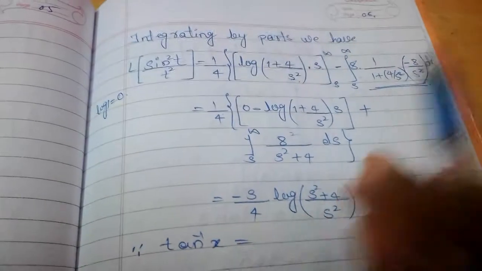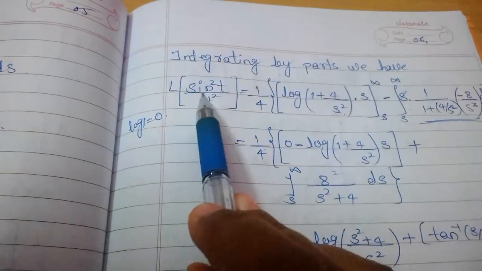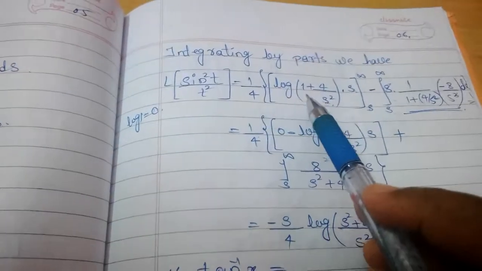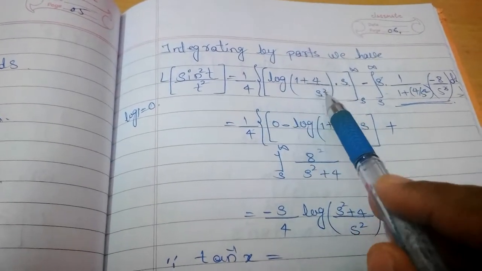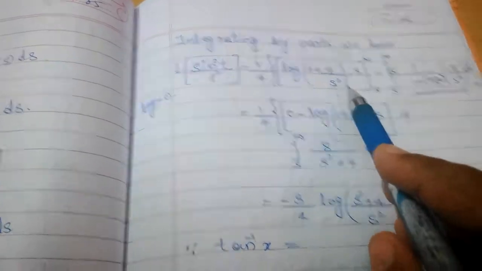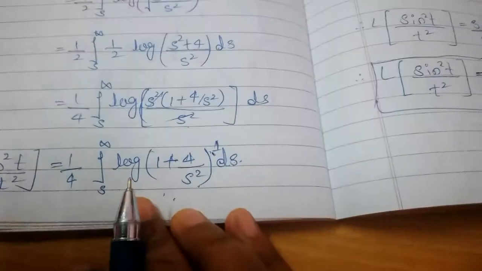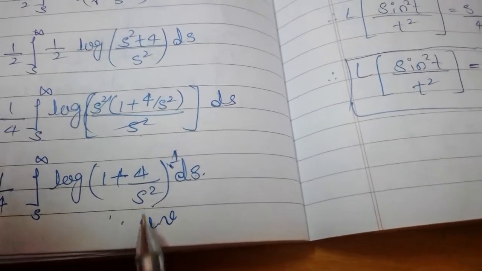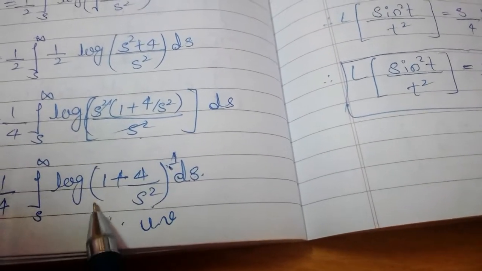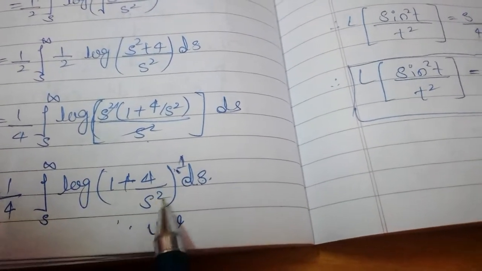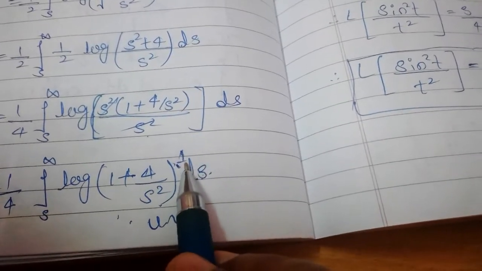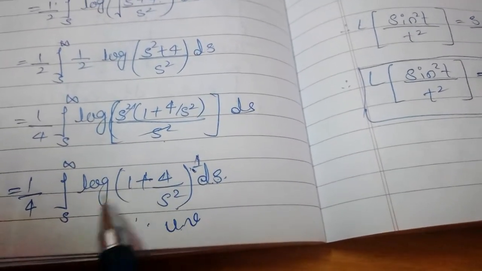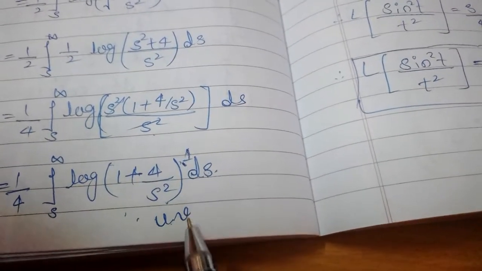By integration by parts, we have the Laplace transform of sin square t divided by t square; half is a constant, keep it as it is. Then log of 1 plus 4 divided by s square is as it is, that is u, into v, see here it is uv. We have to keep the differentiating part, which is log of 1 plus 4 by s square, and the integrating part, which is 1 here. Therefore, keep u as it is. Here u is log of 1 plus 4 by s square and v is 1.